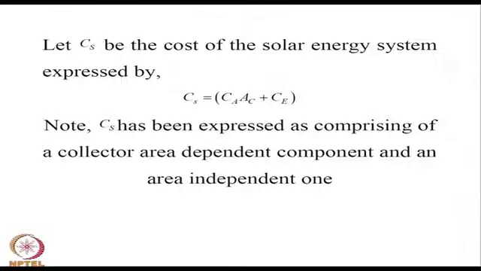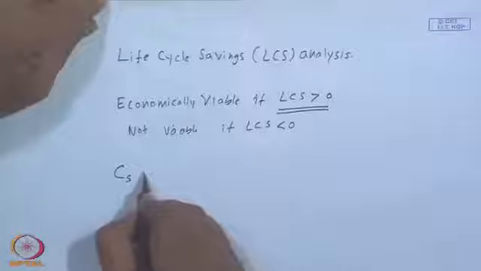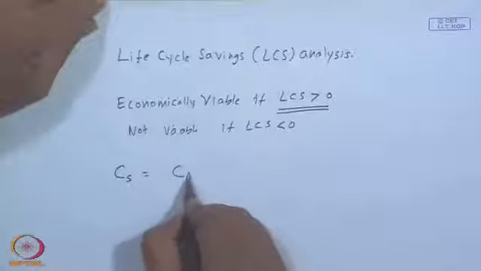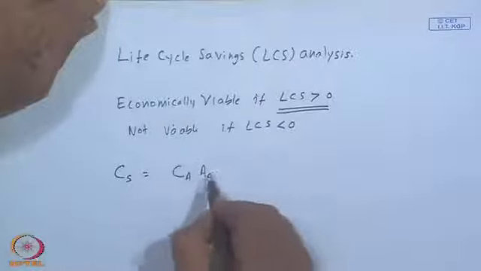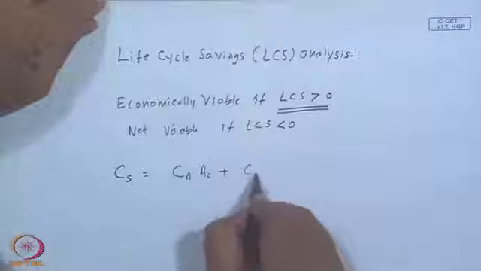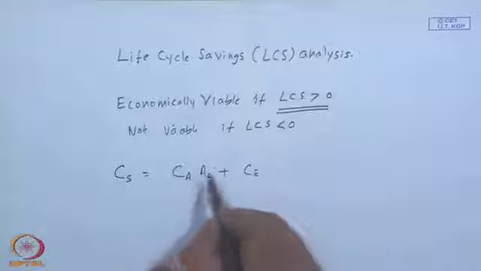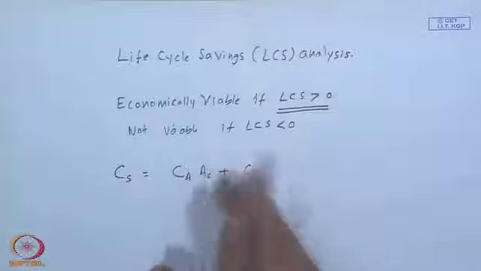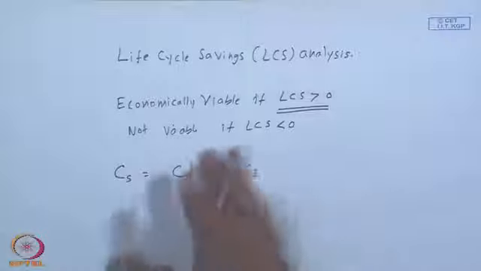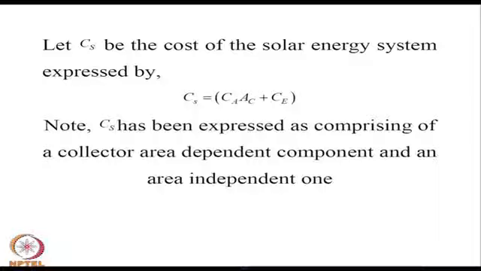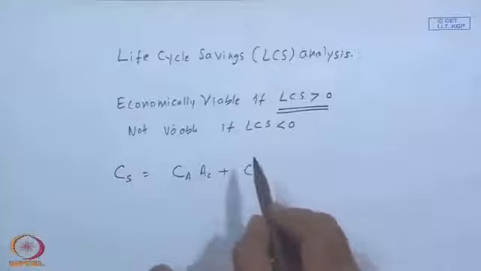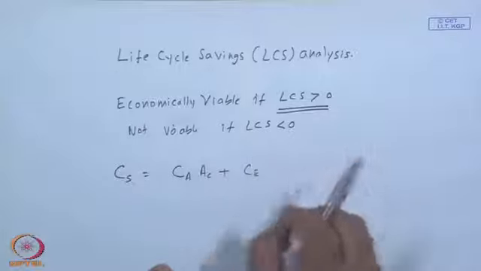So, now we split the total cost of the system CS as comprising an area dependent cost CA times AC plus an area independent cost. In other words, if collector area is taken into account, if 100 square meters are there, it should be 100 multiplied by something, and if it is 200, it will be 200 multiplied by something. For each collector you may also associate a certain amount of piping, a certain amount of platform, certain amount of stands or whatever are necessary.